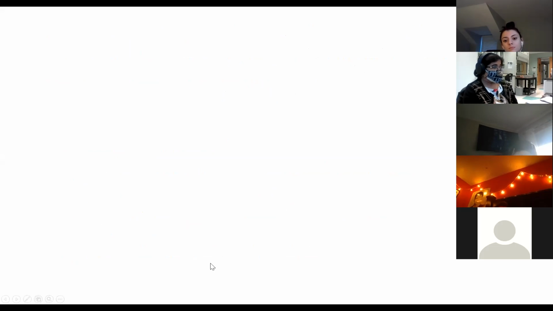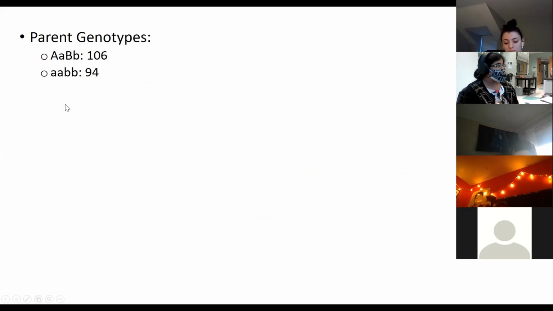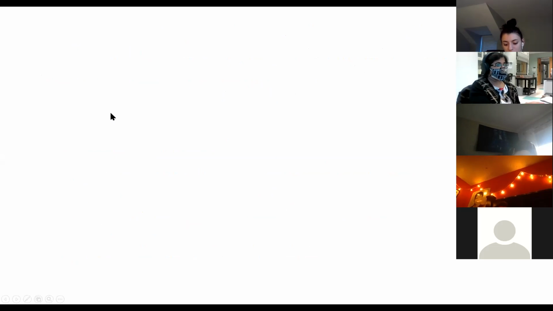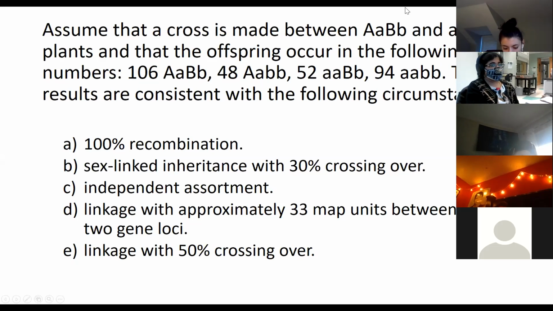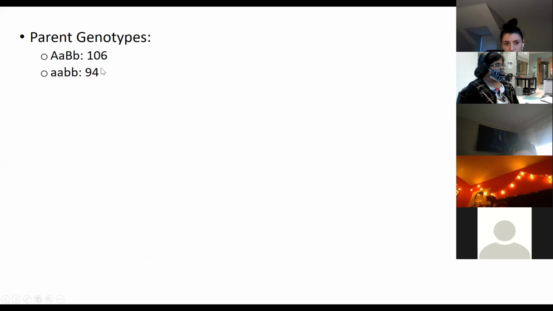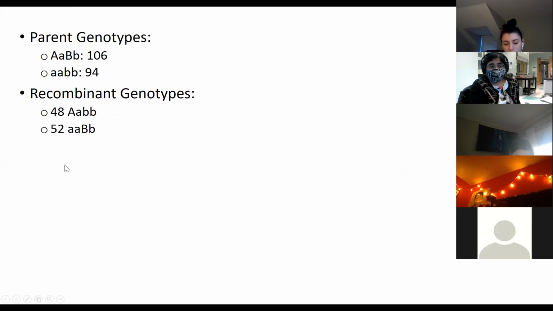Okay. So what do we know? We know these are the parent genotypes, because by the question, we know that these two are the parents. So these are the parent ones. There's 106 of this one, 94 of this one. Then after figuring out the parental types, you know that these are the recombinant ones because they are different from the parent ones. You have this many of these. Then to figure out what's going on here, you need to figure out the recombination frequency or the distance between these genes.